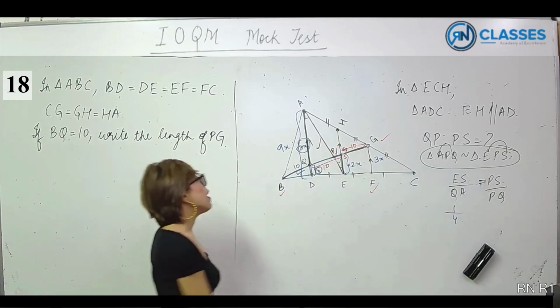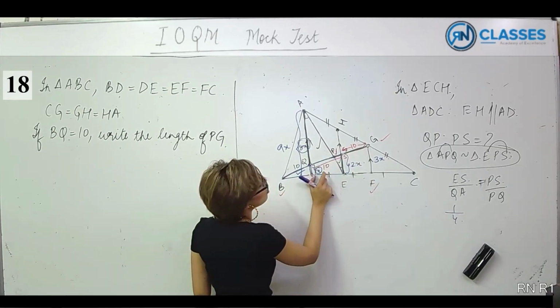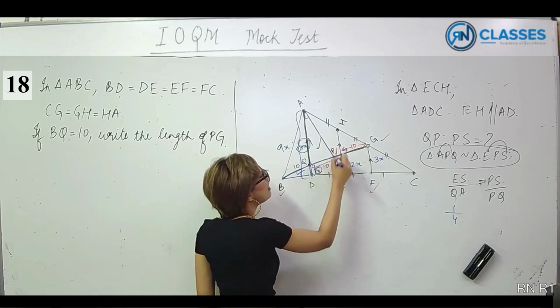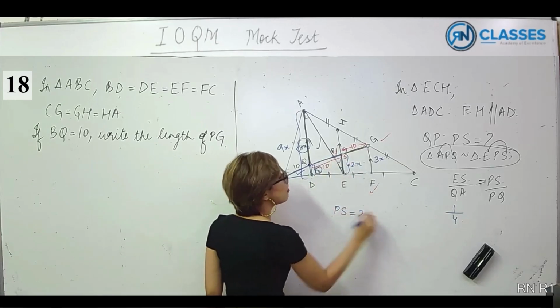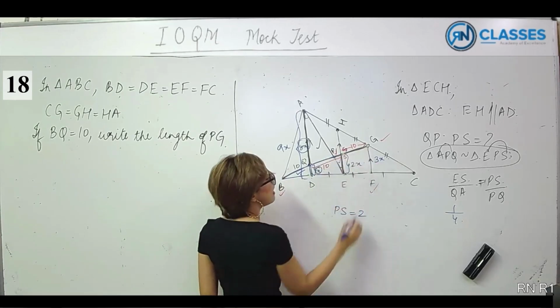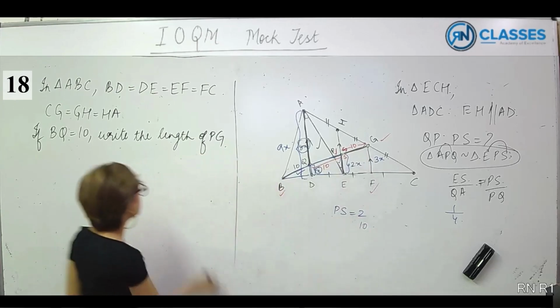Is that fine? Now I need to divide 10 in the ratio 1 by 4, so obviously I will write 3 as that 2. And PS is 2, this is 10, that is why the correct answer is.